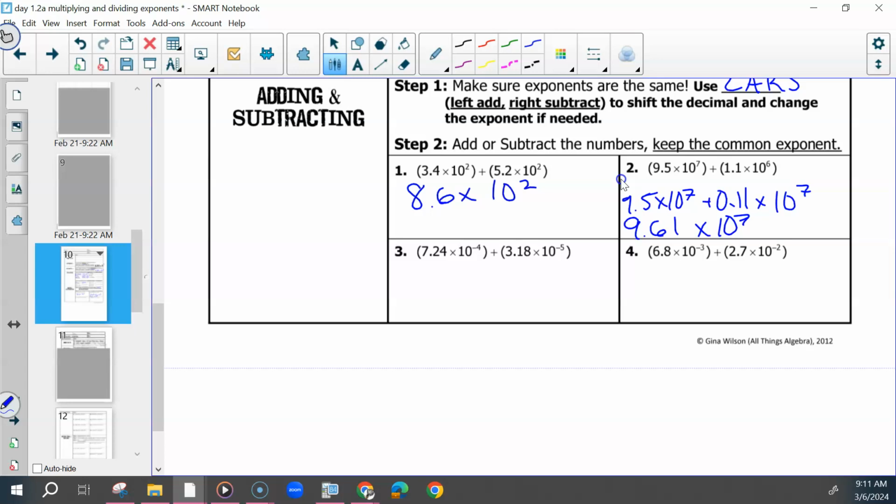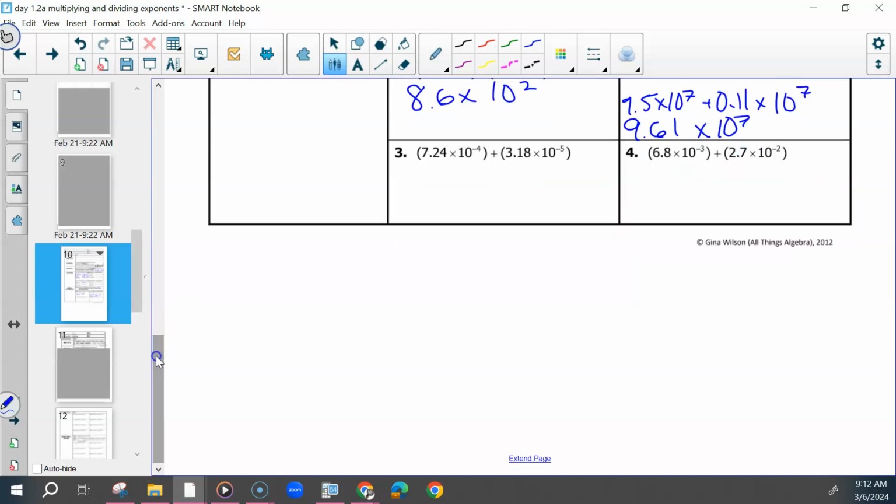Do you have any questions about that? Or confusions? Do we want to see 3 or 4 before we go on to the next page? And there we come. So in number 4, we need to change one of the exponents. I'll let you guys choose. Do we want to change the first one or the second one?